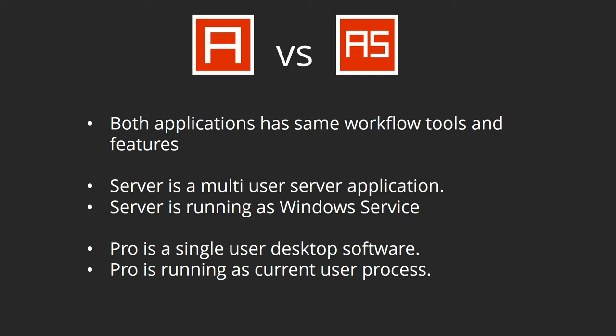And what is cool with Automata Pro and Server is that, for example, if you are running in a server environment, you have Automata Server running on your server, but you can edit and test your workflows on Automata Pro on your PC or laptop or Surface. And then you can just export these in workflow settings and import them back to the server. So this makes it very easy to test and build workflows.